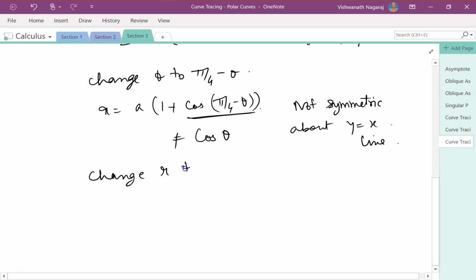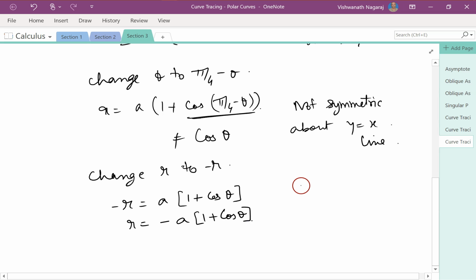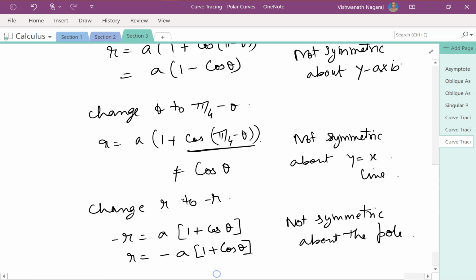Change r to minus r. So minus r is equal to a times 1 plus cos theta. So r becomes minus a times 1 plus cos theta, which means again this is changing. So not symmetric about the pole. Okay, we have looked at symmetry.